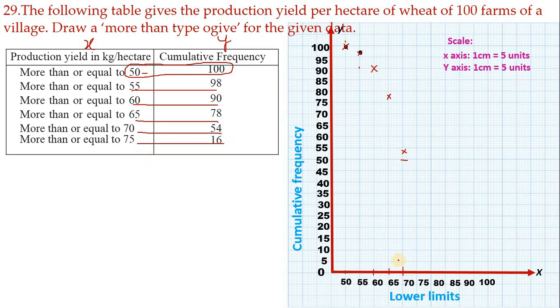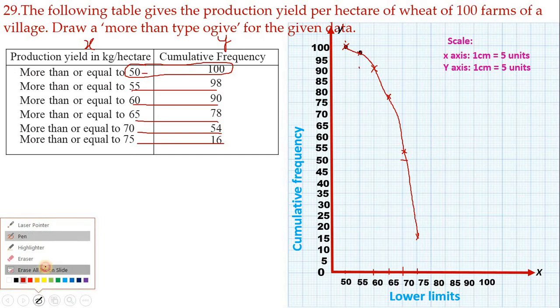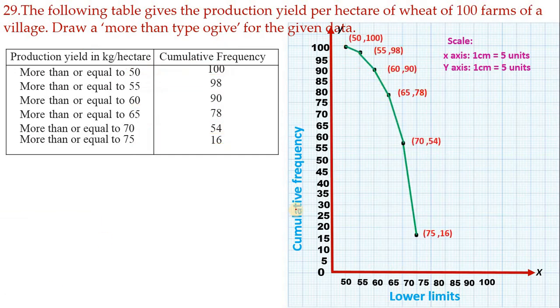Next, 75 and 16. 75 is here. And next, 16. 16 means after 15, you have to count 2 small lines. Somewhere you will get it. So now you have to join all these points to them like this. So like this, you wanted to join. So let me show you how will be this. So it will be like this, children. So next you have to write the coordinates of those respective points like this.